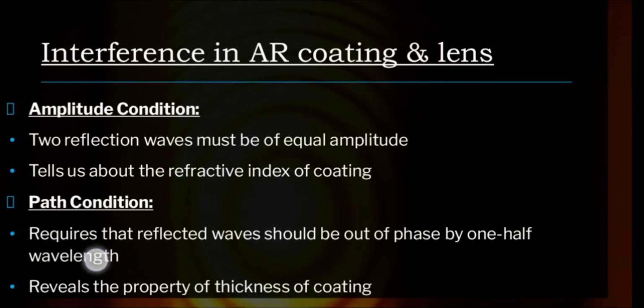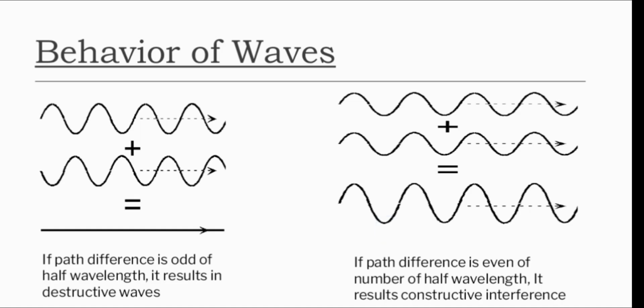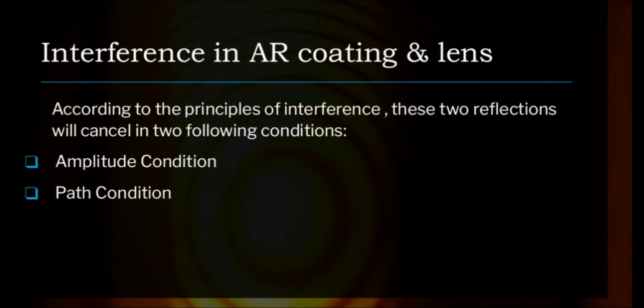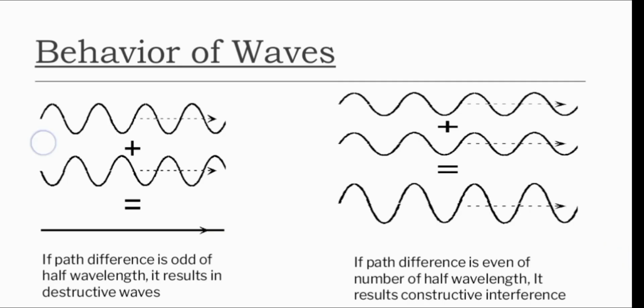Now the path condition says that the reflected waves should be out of phase by 1/2 wavelength. Now what does this mean? I have shown you over here that these are 90 apart, or their path difference is opposite, or they are out of phase. They are in phase as they emerge from the same direction. It's moving from this point upward, and from this point downward, so it's out of phase, right? So they are saying that both waves should be out of phase to each other by 1/2 wavelength. Wavelength is the complete distance from this point to this point. So they are saying that it should be half out of phase.